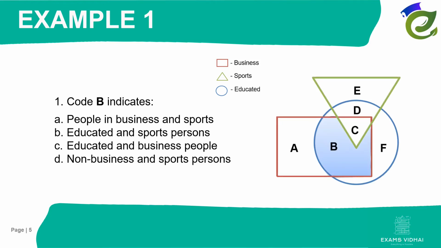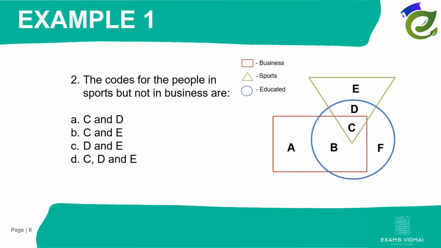Now that we have found out the area, the second step would be to identify the set operation. In the previous video, we have seen that intersection of two sets A and B means the set of elements that are common to both A as well as B. So here, code B represents the section of people who are into business and are educated. Hence, the correct answer would be option C.